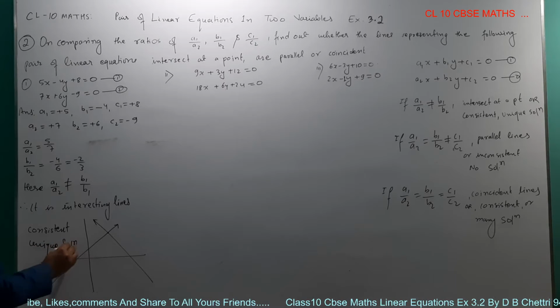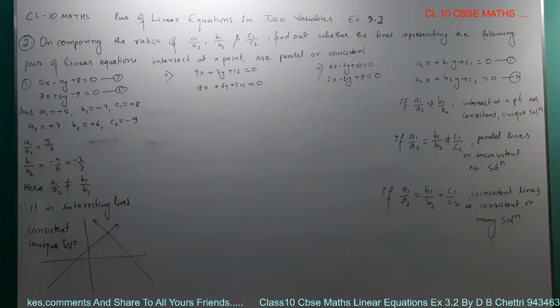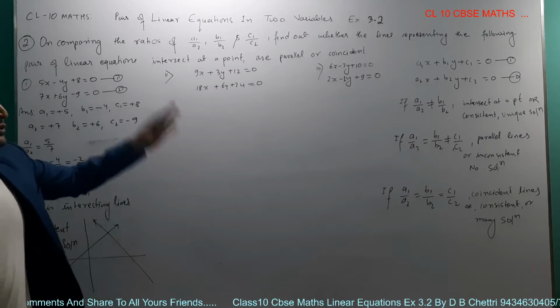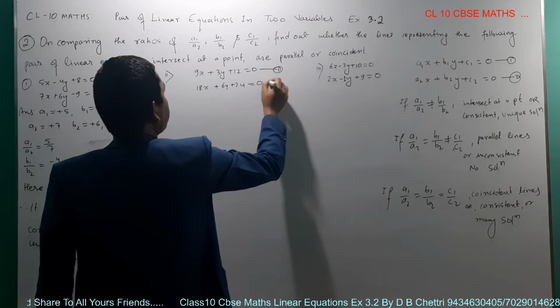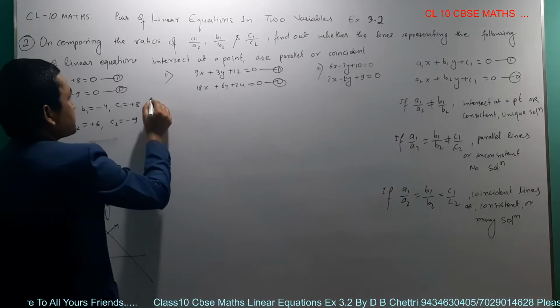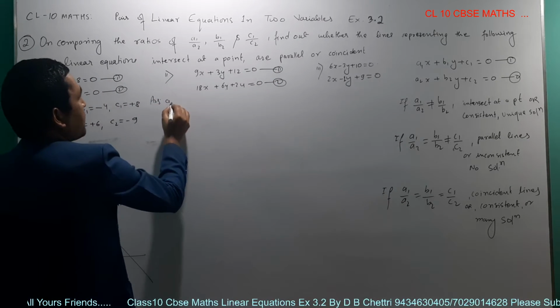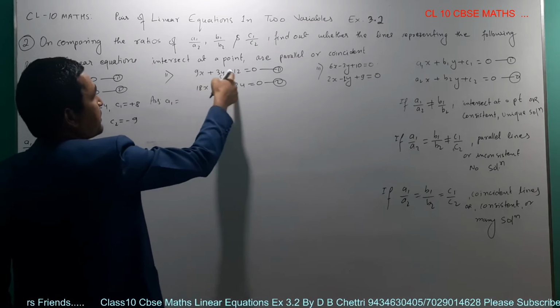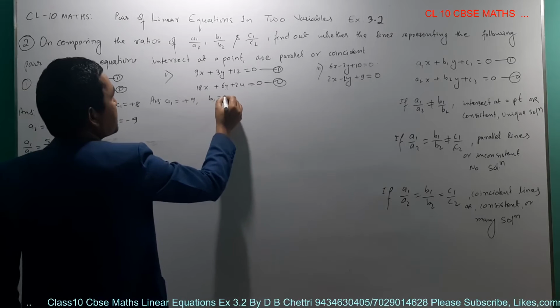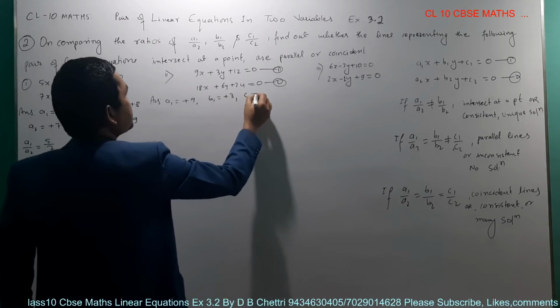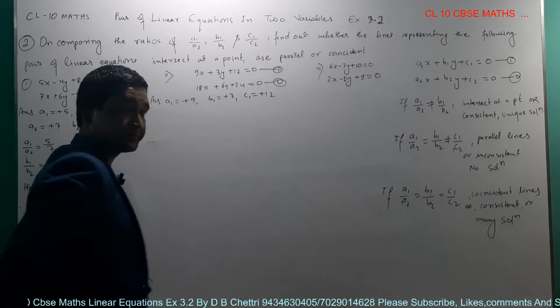Unique solution. Okay. Now let's do the same thing for question number 2. Solve question 2, equation 1, equation 2. A1 is how much? Plus 9. B1 is how much? Plus 3. C1 is how much? Plus 12.